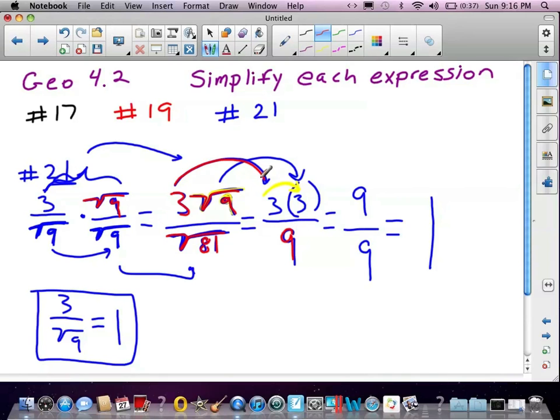And then I brought my 3 over to here. But because the square root of 9 is a perfect square, I have to simplify it out in this position as well. And then 3 times 3 gives me 9. And this 9 is carried to here. So to finish out, I had 9 over 9, which simplifies finally to 1, allowing me to have my final answer: 3 over the square root of 9 is equal to 1.